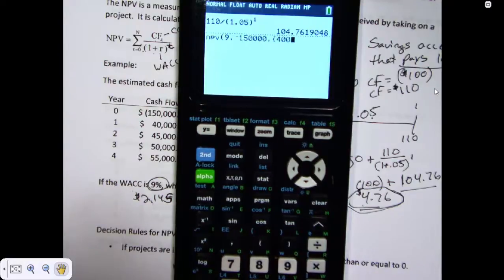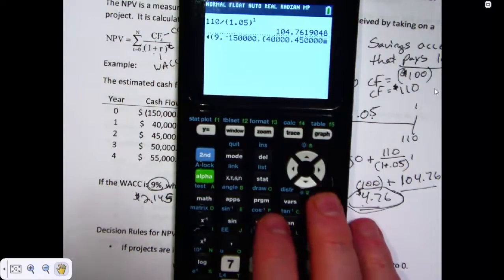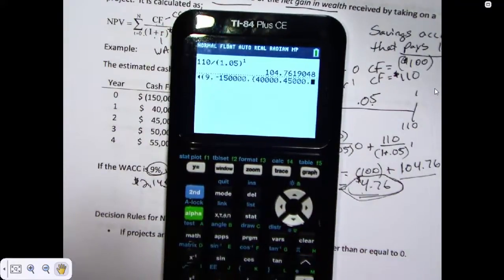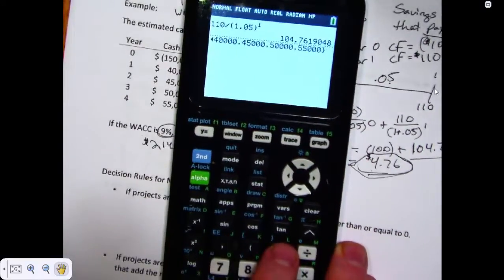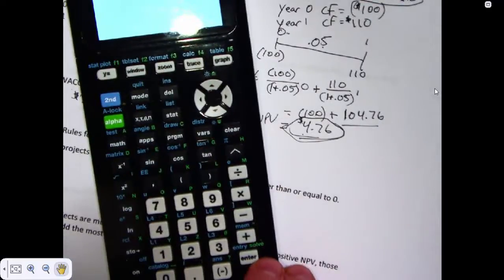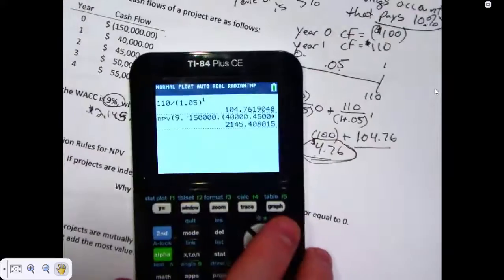Then I can just put my cash flows in, 40,000, comma, 45,000. And that's one too many zeros. All right, now comma, 50,000. Comma 55,000. That's all good. So I'm going to press second. Close the squiggly parentheses up. Close regular parentheses. Press alpha. Then down here where it says enter in the green, it says solve. That's what I want to do.